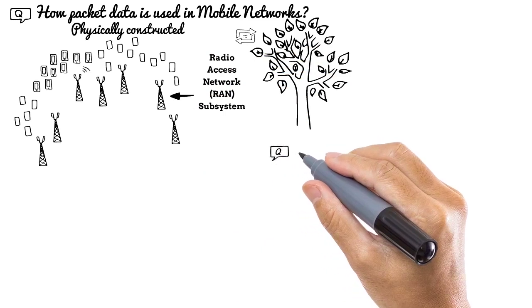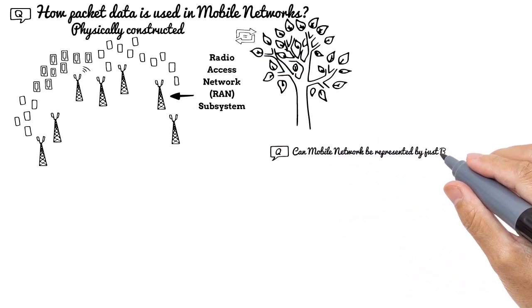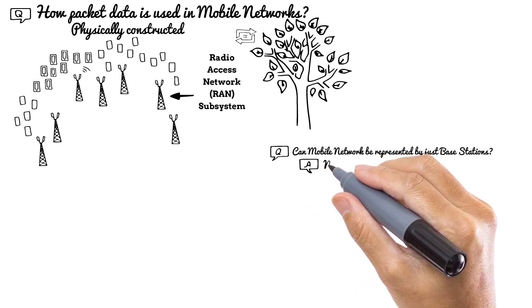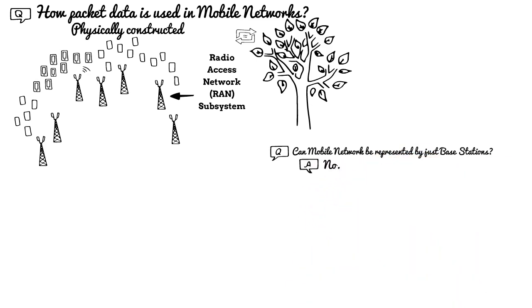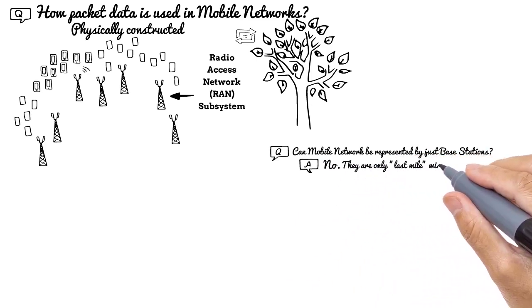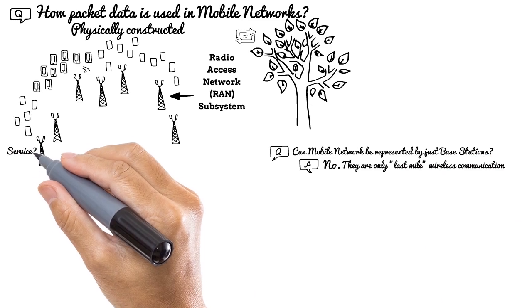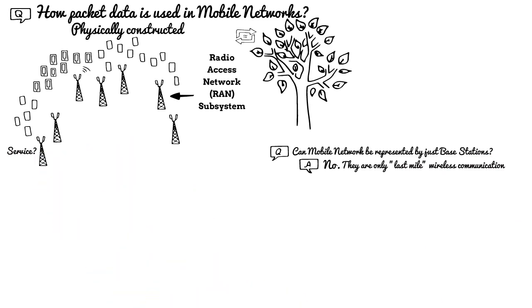Can a mobile network be represented by just base stations? What do you think? If your answer is no, you are absolutely correct. Main function of a base station is just to implement so-called last mile wireless communication towards the mobile phone. Base station is not taking care of high-level service to be provided to end users. For example, it has no idea how to provide packet data transmission, which we were currently talking about, or voice service.